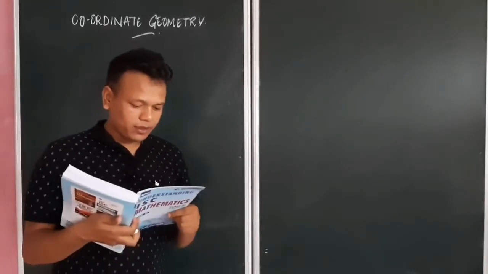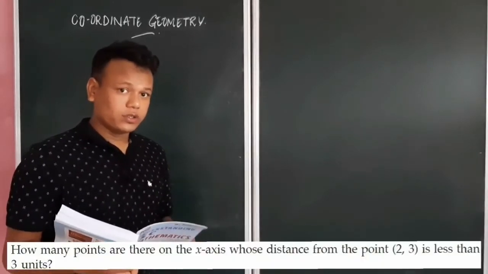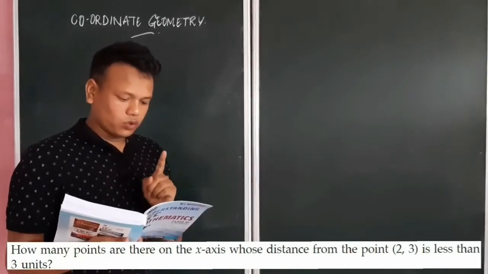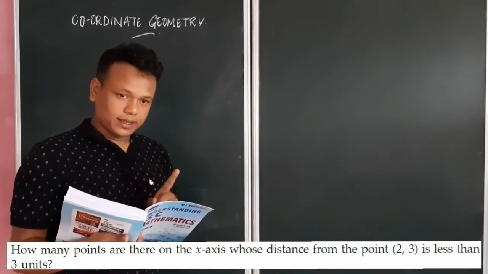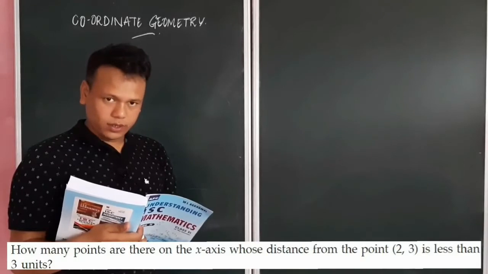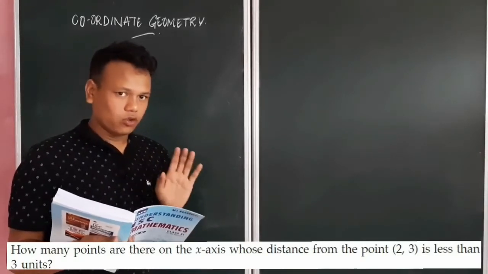Okay, so let me read the first question. You can have a look at your book, or else you can see your question on your screen as well. So it is given, question number 2, I am taking sub number 2. How many points are there on the x-axis whose distance from the point (2, 3) is less than 3 units? I hope the question is clear to you.